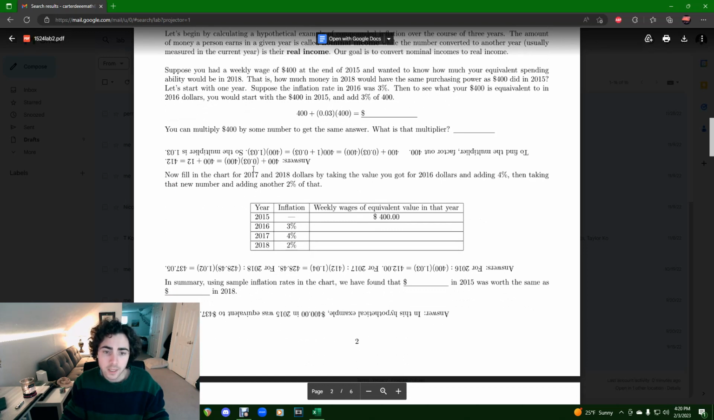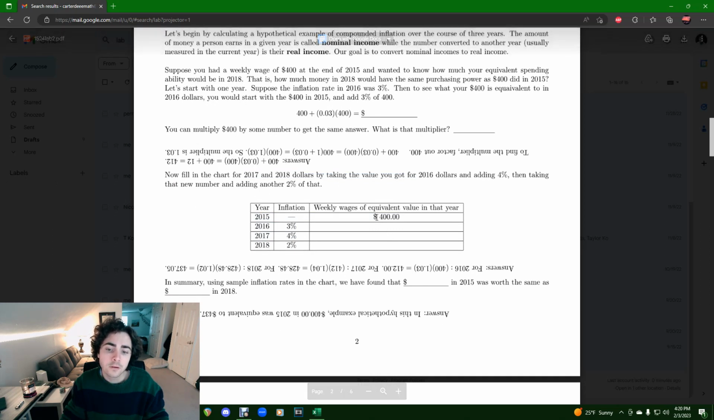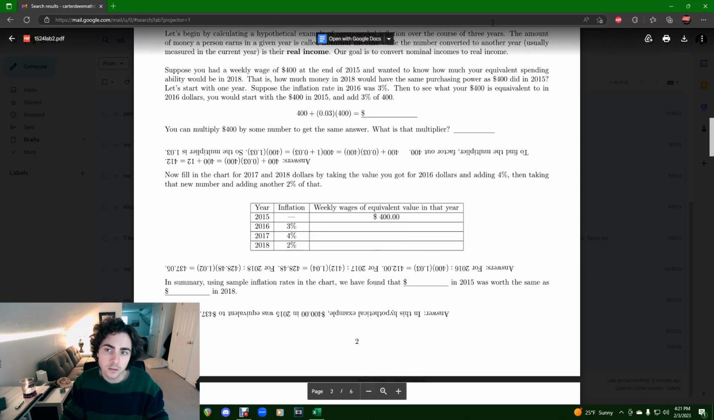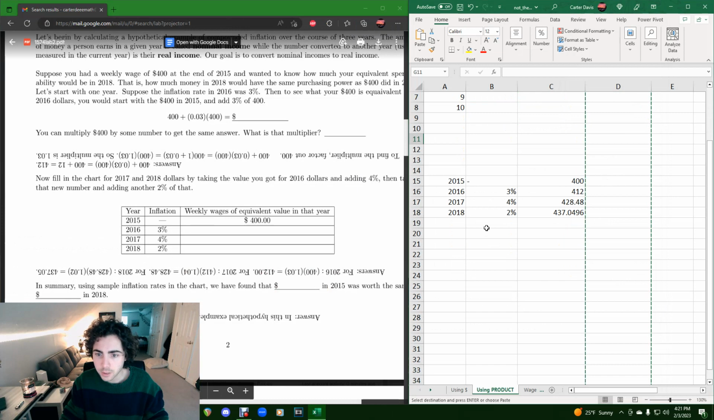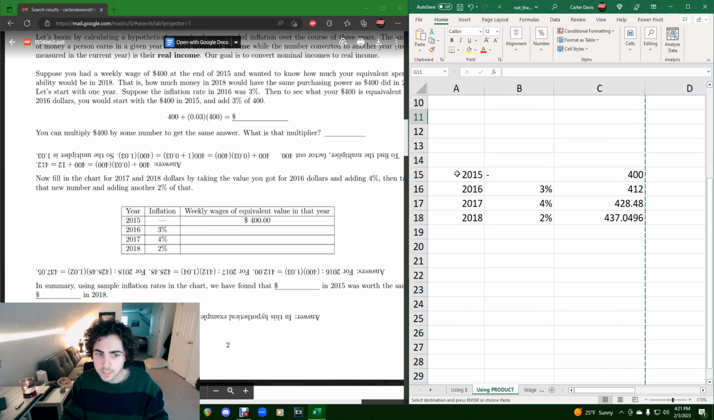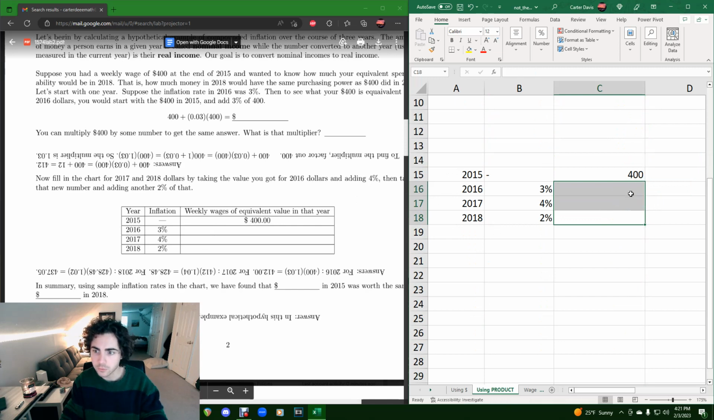Then they give us this chart to fill out for multiple years. So 2015 to 2018, like we were talking about, starting with a value of $400 and using these different inflation rates, can we find the amount of money that $400 is equivalent to in 2018? I'm bad at talking about money like this. So I've kind of transposed this chart here. We're going to get rid of that real quick.